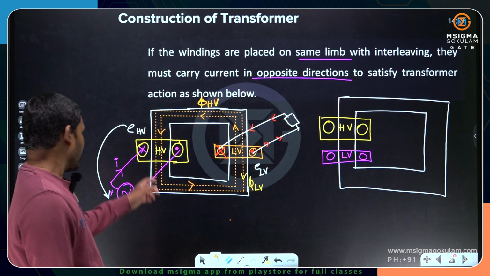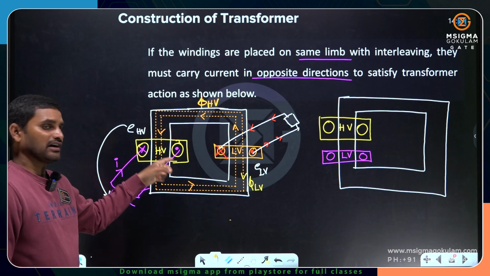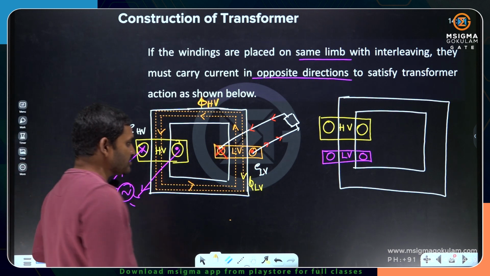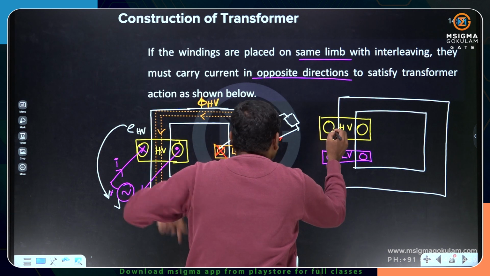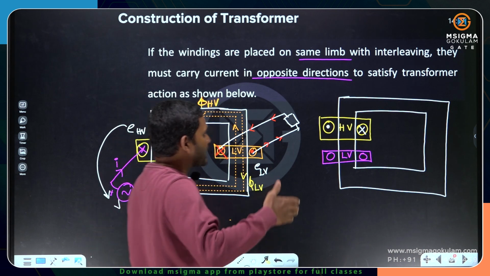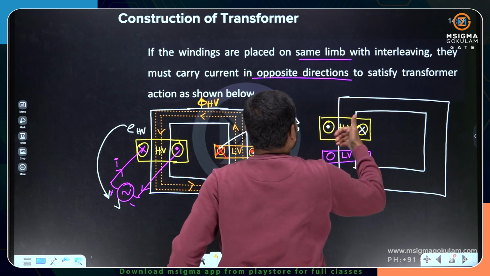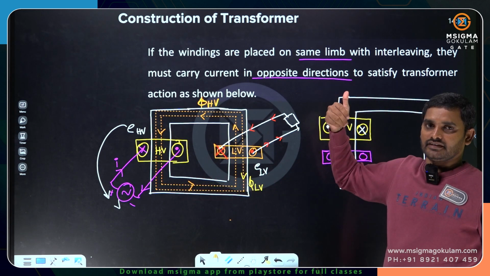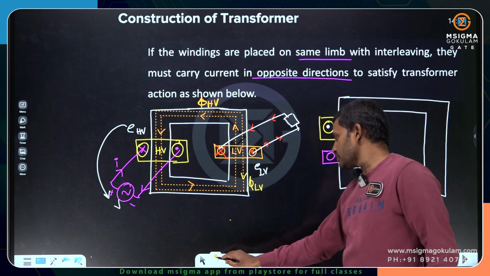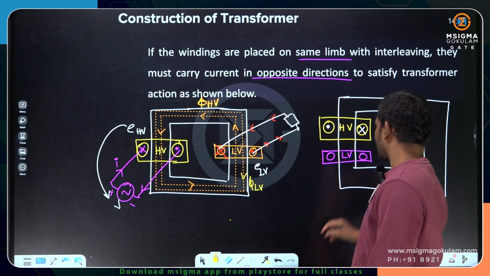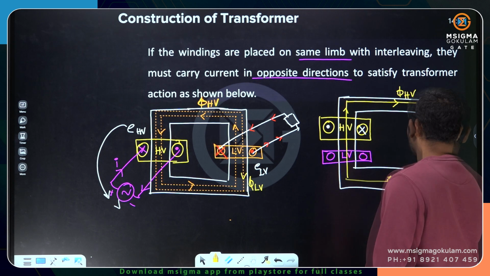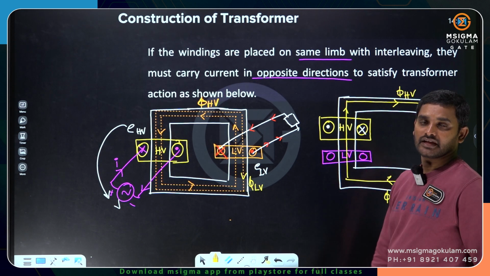I have assumed the current direction in the HV winding as cross and dot. Let us assume the current direction in the high voltage winding or low voltage winding, anything is okay. I am assuming the current directions in the high voltage winding as opposite to earlier. So let me assume it as dot and cross. That means current is entering here and current is leaving here. Therefore the produced flux is going to be upward. The high voltage winding is going to create the flux in the upward direction. This is the high voltage winding flux direction.